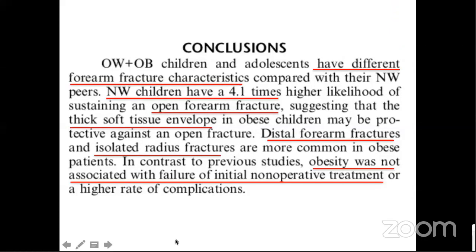Thanks, Rajiv. I'll just make an initial comment and then everyone. So, a good presentation, Rajiv. What I want to say is obese people have less contact sports. That may be a reason why they have fewer open fractures and less severe injuries which need to be managed by operative management.